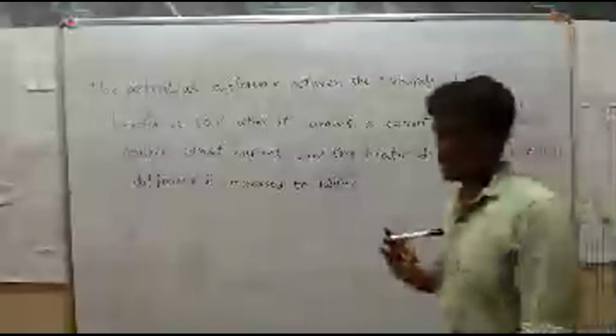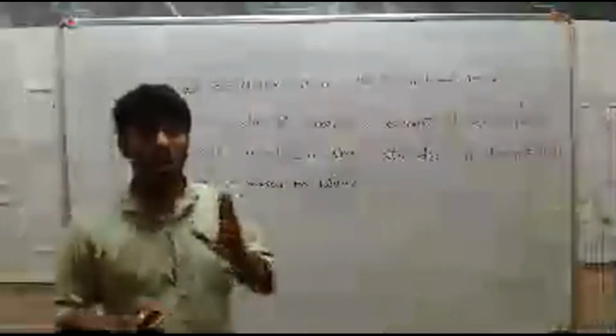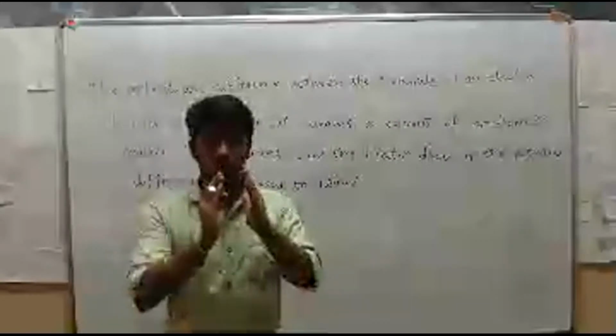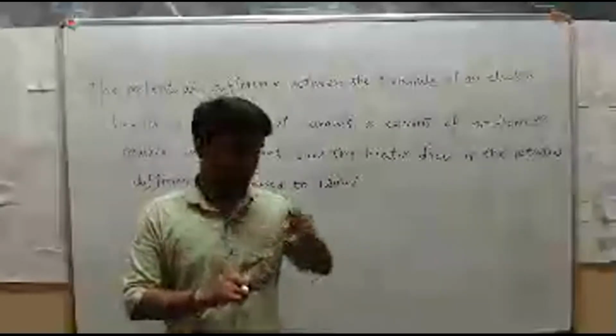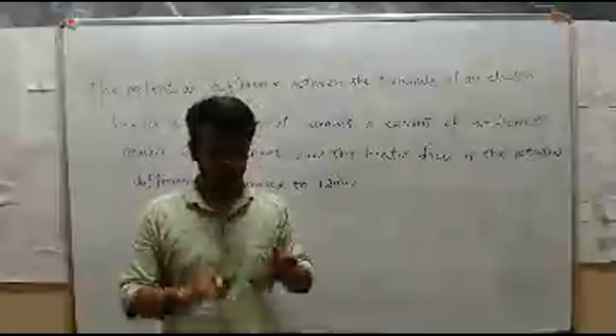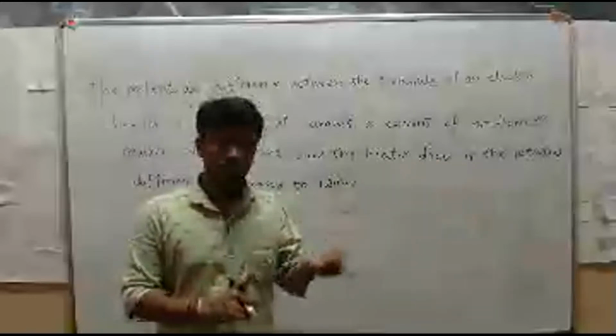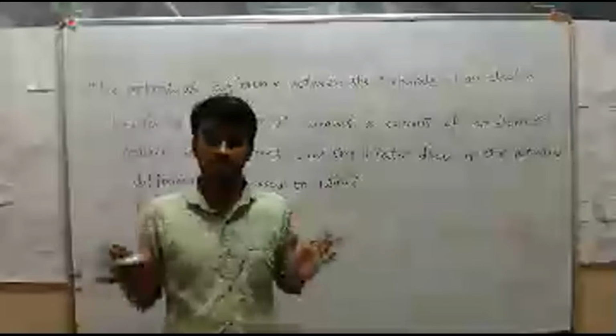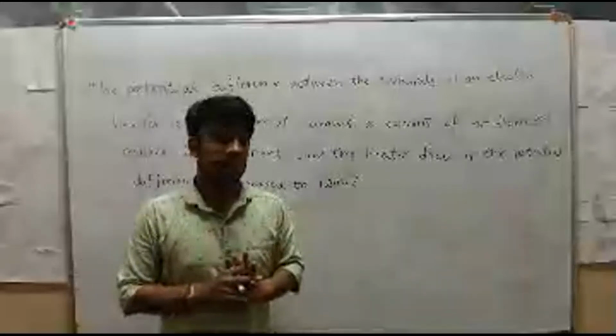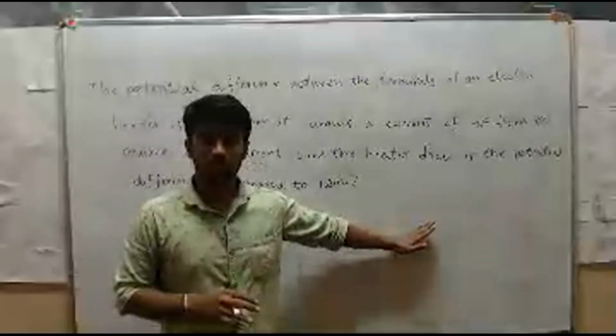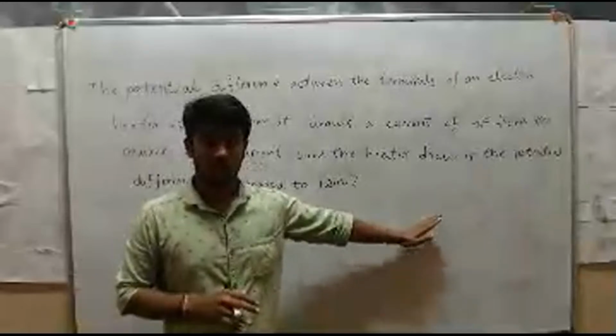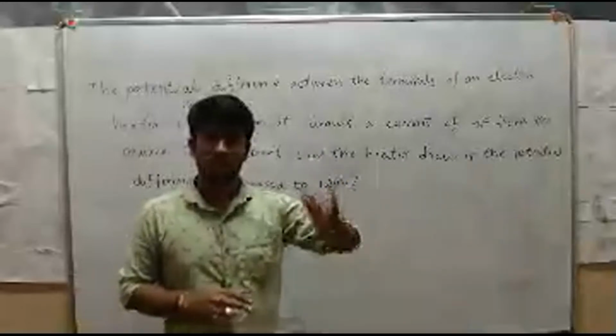First, understand the question. Here they have used a heater. All devices have some amount of resistance. If you take a bulb, that bulb also opposes. If you take a fan, that fan also opposes. All the conductors, all the devices oppose the current. Bulb, fan, TV, whatever.